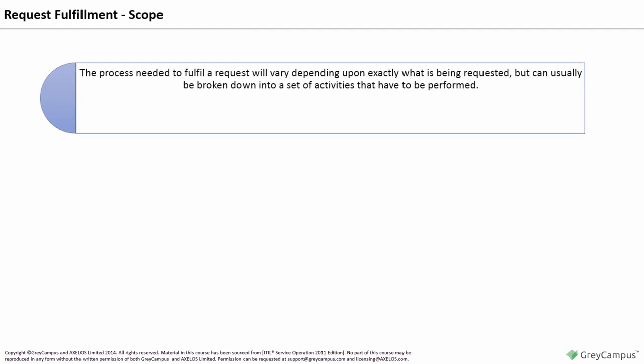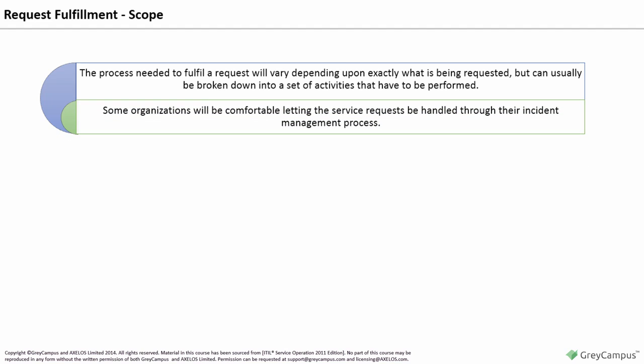Request fulfillment, scope. The process needed to fulfill a request will vary depending upon exactly what is being requested, but can usually be broken down into a set of activities that have to be performed. For each request, these activities should be documented into a request model and stored in the SKMS. Some organisations will be comfortable letting the service requests be handled through their incident management process and tools, with service requests being handled as a particular type of incident.